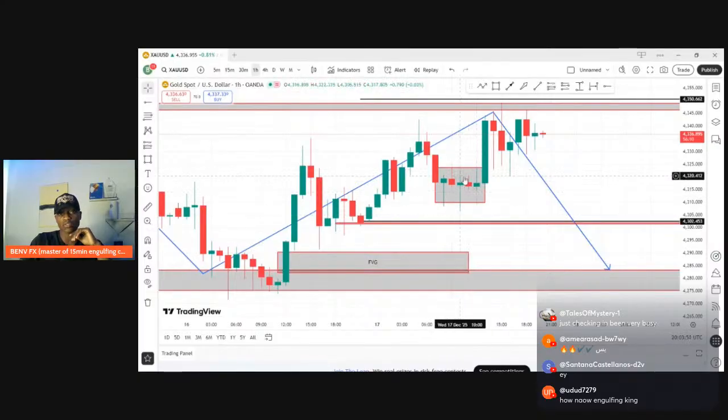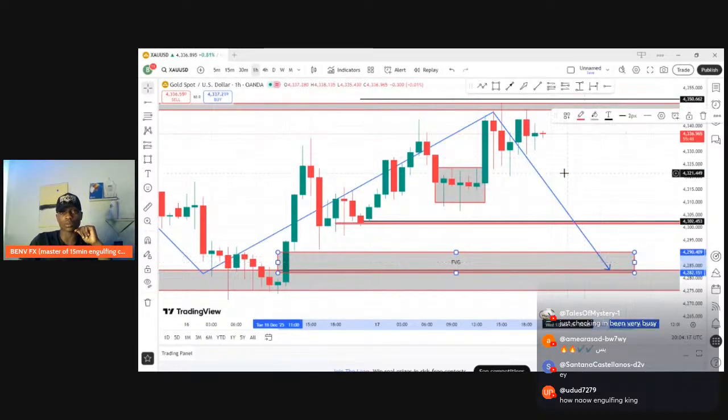So there is a support level here. You understand? We'll be looking out to buy from this particular support level when we see a clean setup tomorrow. This particular area, we'll be looking out for a buy here when we see a clean setup tomorrow. And if the market breaks below this particular area, then we'll look for a buy from this particular fair value gap to the upside.